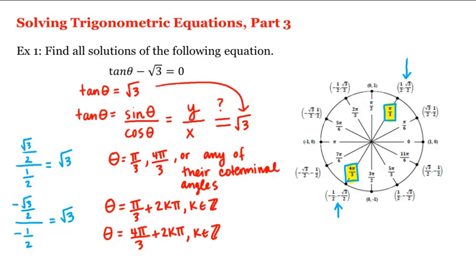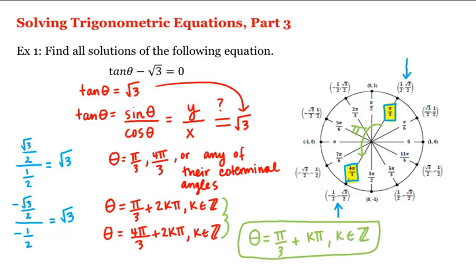And remember, when these angles are exactly pi units away from each other, then we can consolidate these two statements into one, namely theta is equal to pi over 3 plus k pi, where k is an integer, which would be our answer.